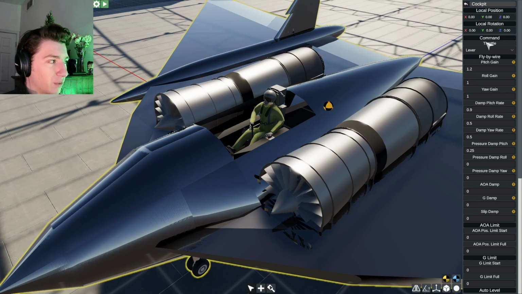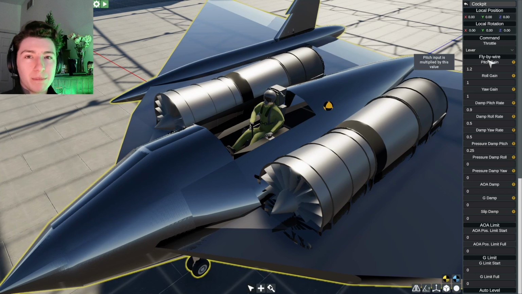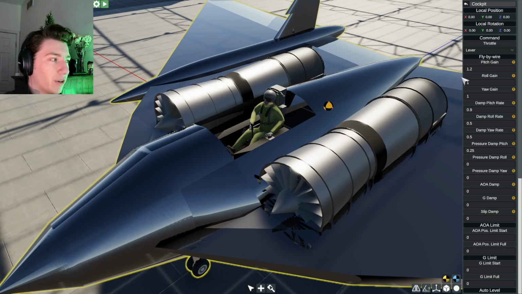So first of all, you have throttle. You can either do lever or pedal. Those are pretty self-explanatory. The real meat of it here is the fly-by-wire stuff. So the first thing we have here are 3 different gain values. So gain basically multiplies your input. So higher gain, more input. Lower gain, less input.